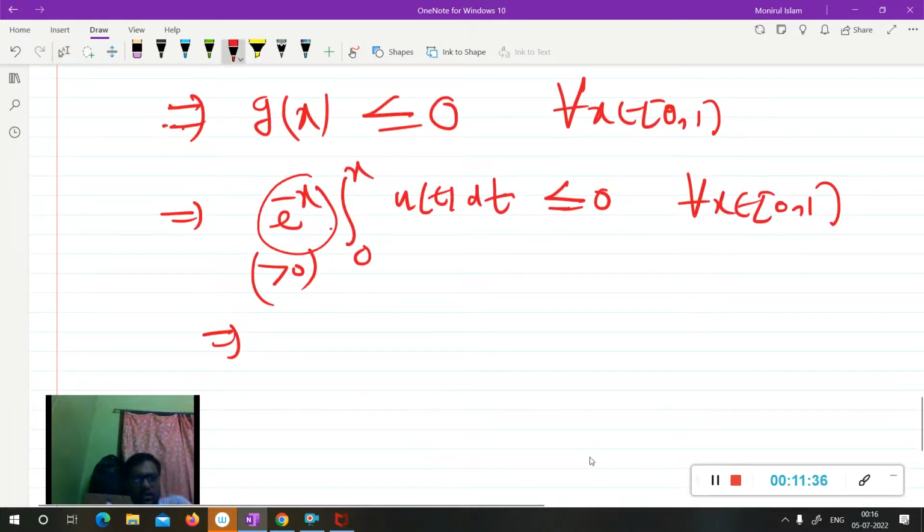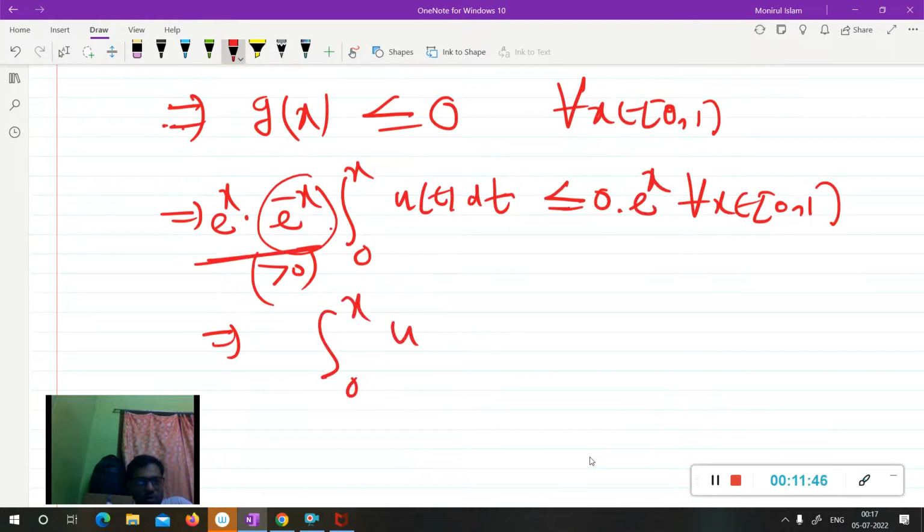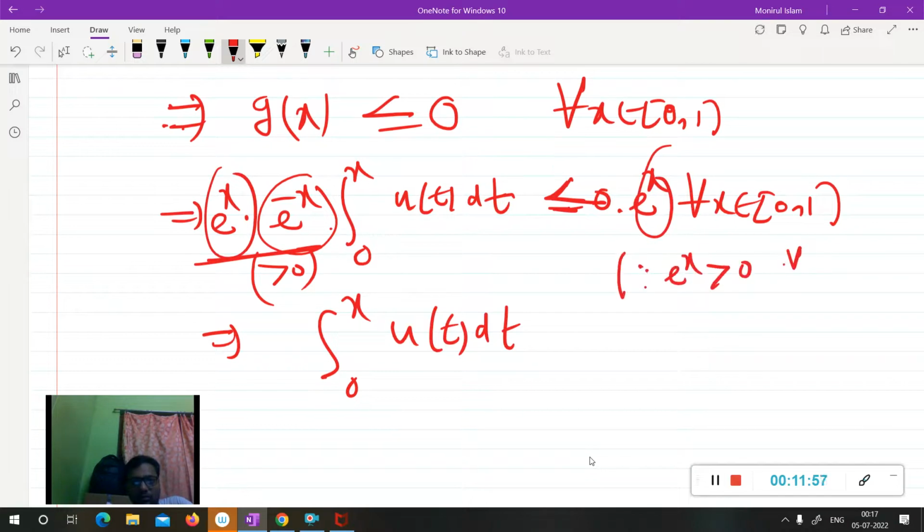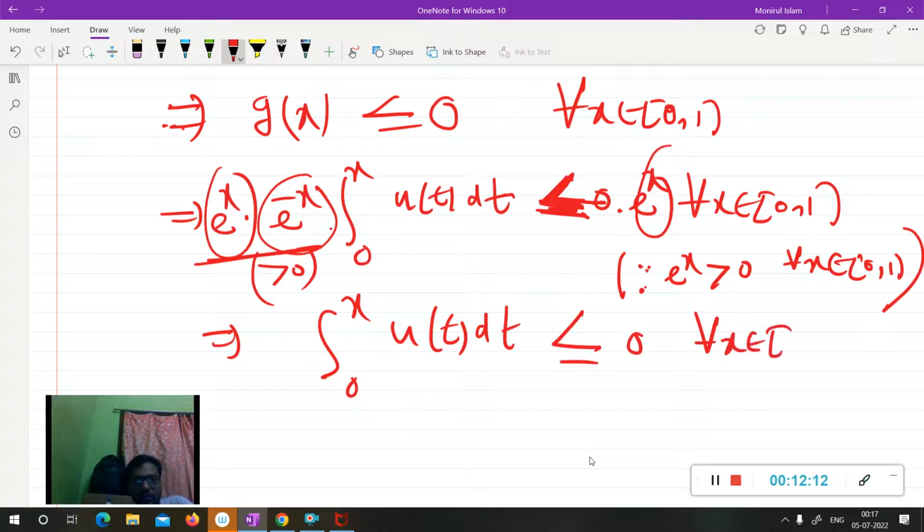So you can multiply both sides of the inequality by e to the x. e to the minus x times e to the x is 1, so it will be the integral from 0 to x of u(t) dt. You can multiply e to the x on both sides of the inequality, and the inequality remains the same because e to the x is positive for x belongs to [0, 1]. So the integral from 0 to x of u(t) dt will be less than or equal to 0 for x belongs to [0, 1].